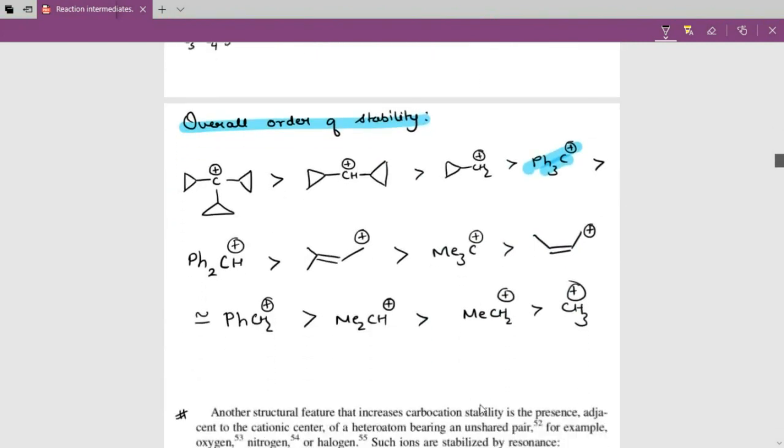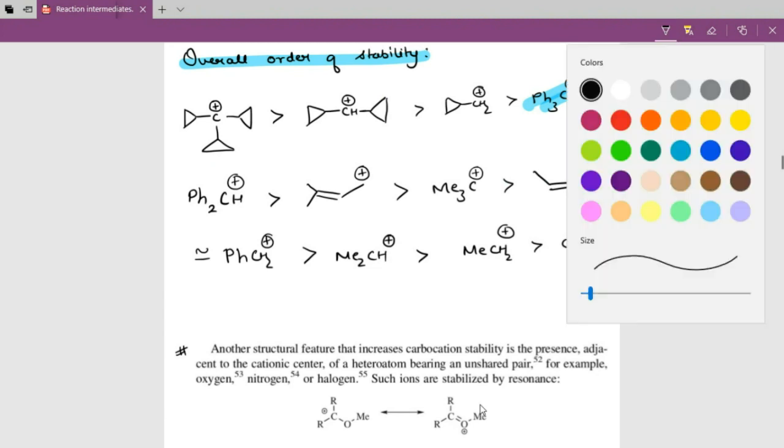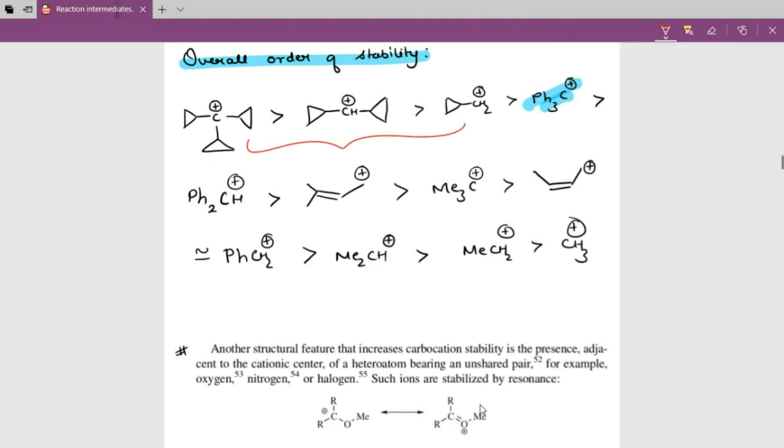After considering all these, the overall stability, which is based on the different bond energy data which have been taken, is: three cyclopropyl attached, maximum dancing resonance; two cyclopropyl attached, less than that; then one. But as you can see, the overall most stabilizing factor is dancing resonance. Okay, then comes the normal resonance. Ph3C+, why I have highlighted it, I'll tell you later. Okay, 3, then 2.